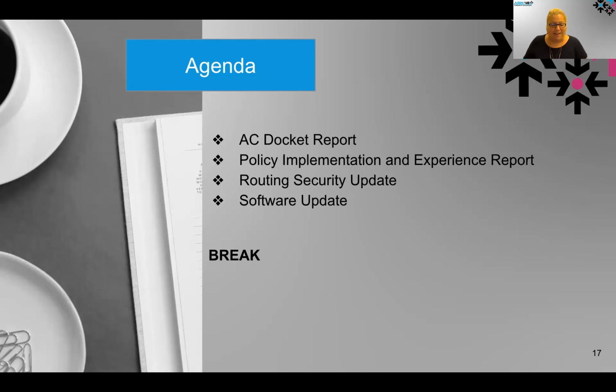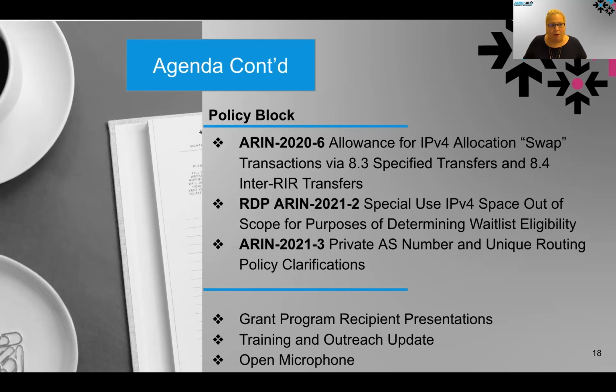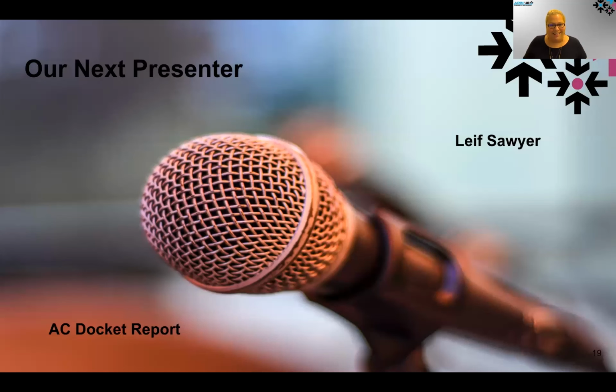All right, let's talk about our agenda today. On docket today, right after me, we will have Leif Sawyer discussing our AC docket report. Then we'll talk about policy implementation and experience, routing security, software, and then we'll move to a break. And after the break, we'll have our policy block. Today, we're going to be talking about three policies. And then after those three policies, we will have some presentations from grant recipients from the last year, a training and outreach update, and open microphone. And with that, I get to stop talking and turn it over to Mr. Leif Sawyer to talk about what's on the AC docket this year.